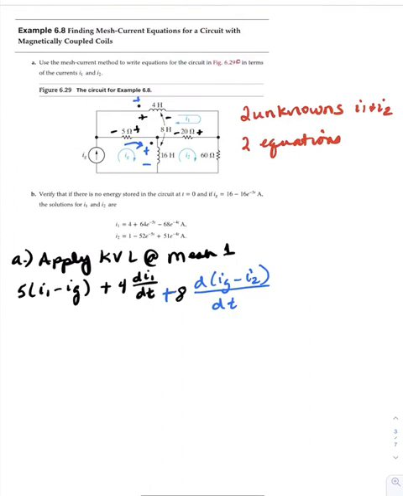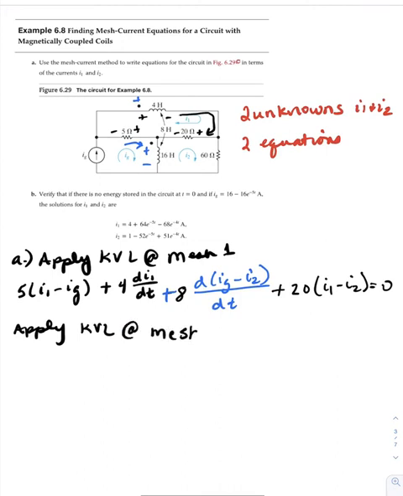Okay, let's move on. So I sub 1 now enters the positive terminal of the 20 ohm resistor, so it'd be 20 times (I sub 1 minus I sub 2) equals 0. All right, let's take a look at our second mesh equation. Apply KVL at mesh 2. And let's erase all this.